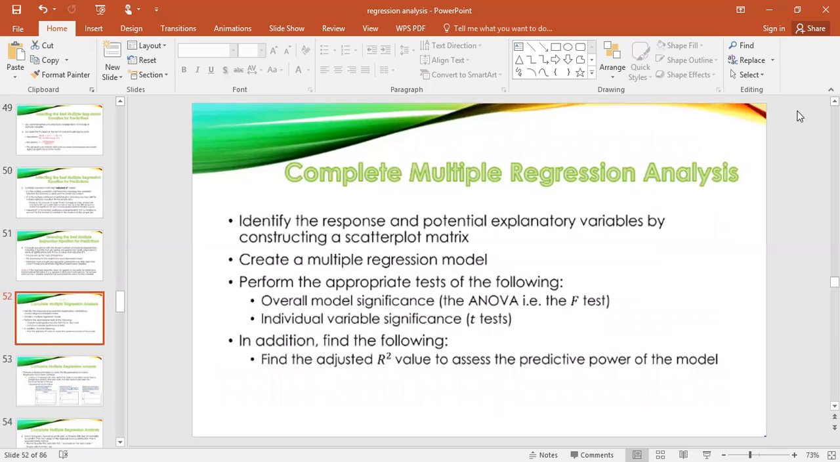Complete multiple regression analysis. Identify the response and potential explanatory variables by constructing a scatter plot matrix. Create a multiple regression model. Perform the appropriate tests of the following: overall model significance, the ANOVA, that is the SS, and individual variable significance, the t-test. In addition, find the adjusted R-squared value to assess the predictive power of the model.